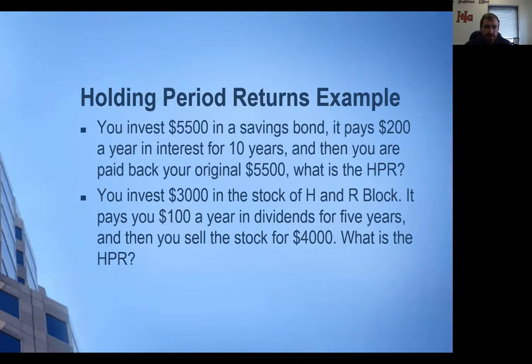Your investiture, right? If you invest $5,500 in a savings bond, it pays $200 a year for 10 years, and then you were paid back your original $5,500. What is the holding period return? All right, well, you didn't make any money on the actual bond itself. You did make money on the $2,000 in interest, right? 10 years, $200. So $2,000 divided by $5,500 is the holding period return.